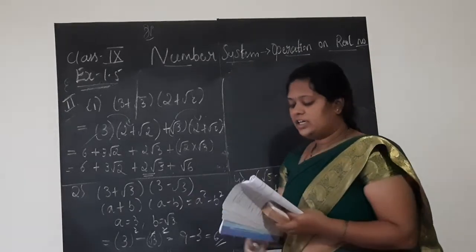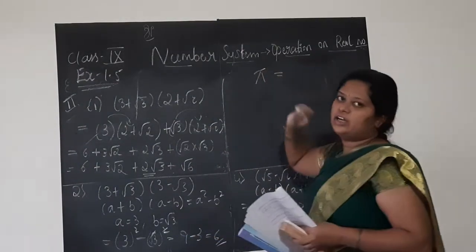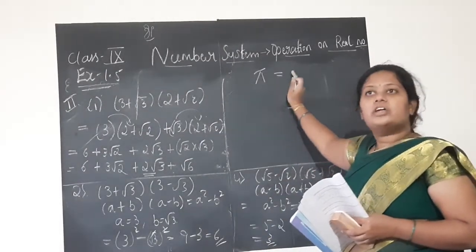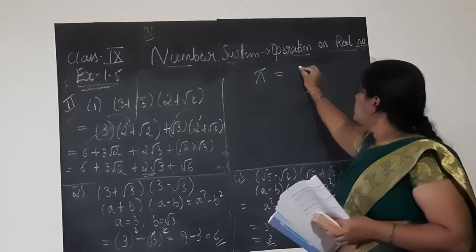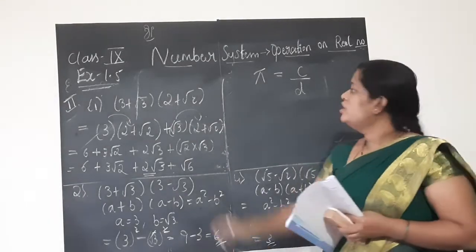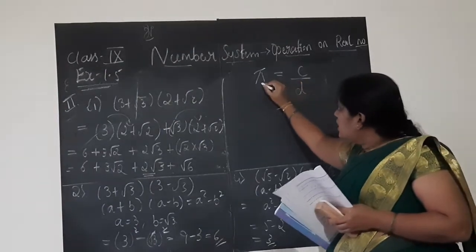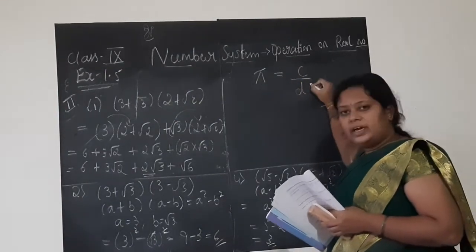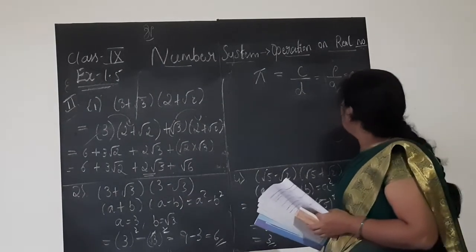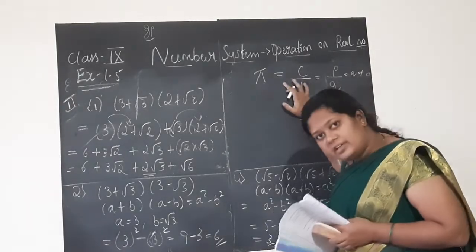Pi is defined as a ratio of circumference, say C. So pi is there. We know pi is irrational, correct? But they are telling that pi is expressed as the ratio of circumference to diameter. Circumference is represented by C and diameter is represented by D. So pi becomes C divided by D, correct? If you are able to express this pi in the form of C by D, then it means it can be expressed in the form of P by Q, where Q is not equal to 0, then pi becomes a rational number.